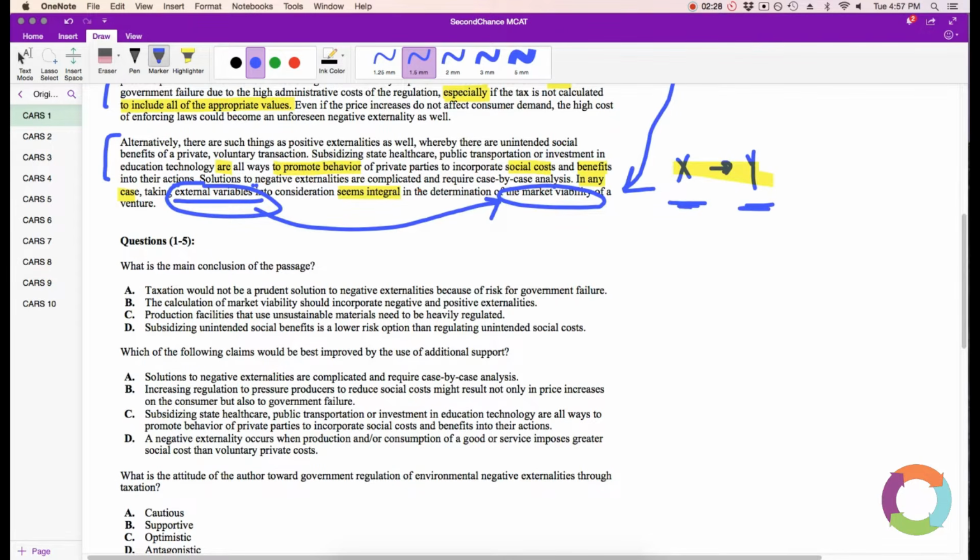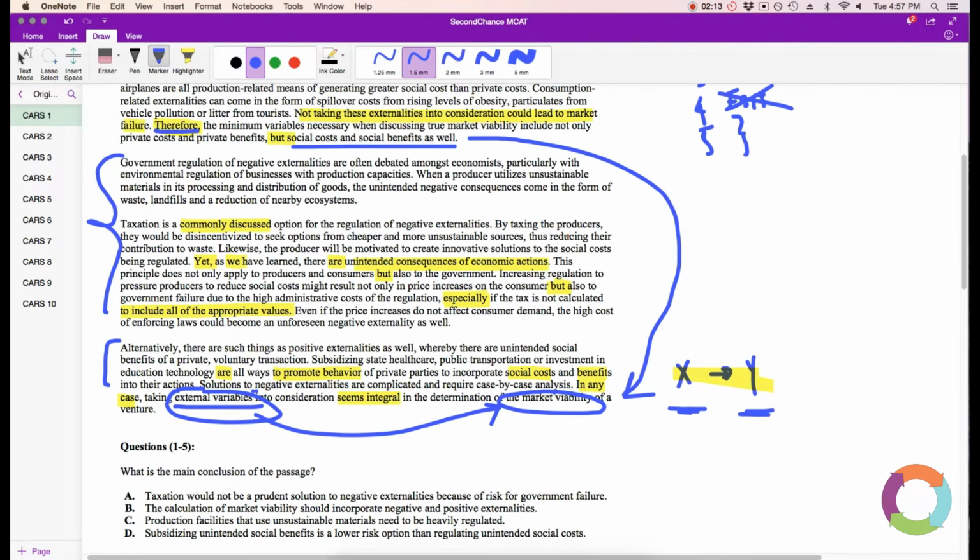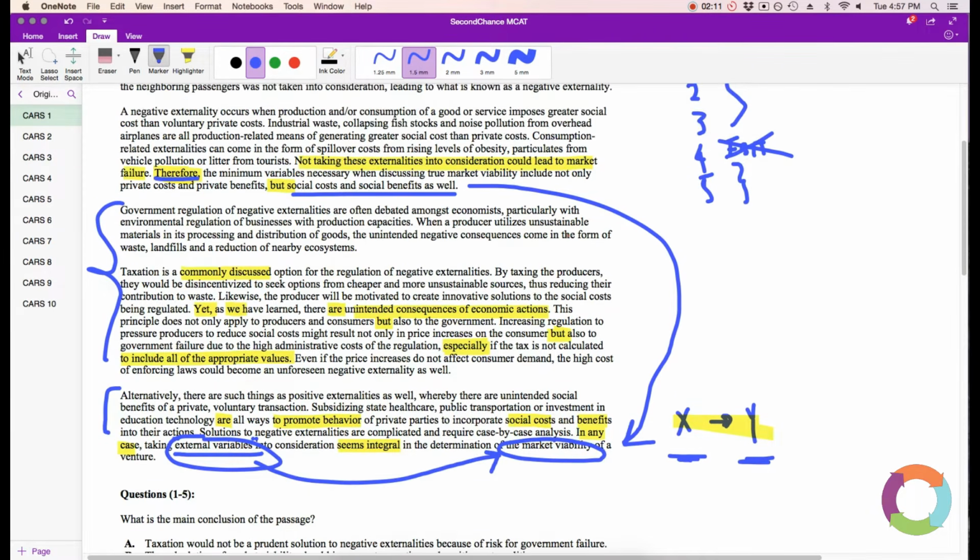I have 2.5 minutes left. Let's keep going here. Yep, 2.5 minutes. So what is the main conclusion of the passage? I just said it. It has to do with taking these variables into consideration being really important when determining whether or not a market venture or a transaction is good, for example.